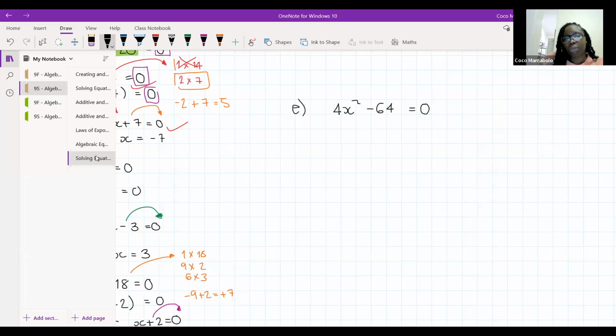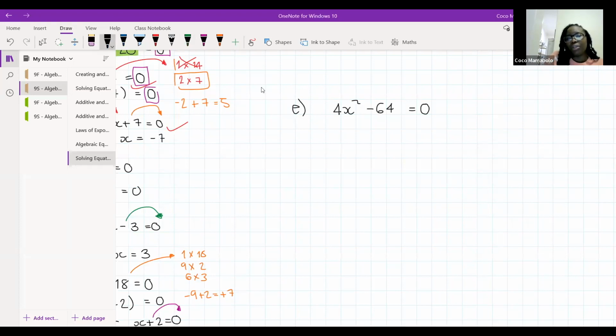You can do for 4x. Oh, not 4x. Definitely not 4x. Negative 64. Not quite. Somebody in the chat is giving us a hint. Kwesi is giving us a hint. Divide by 4, because we can take 4 out as a common factor. Do you agree? Yes, we can take 4 out as a common factor.